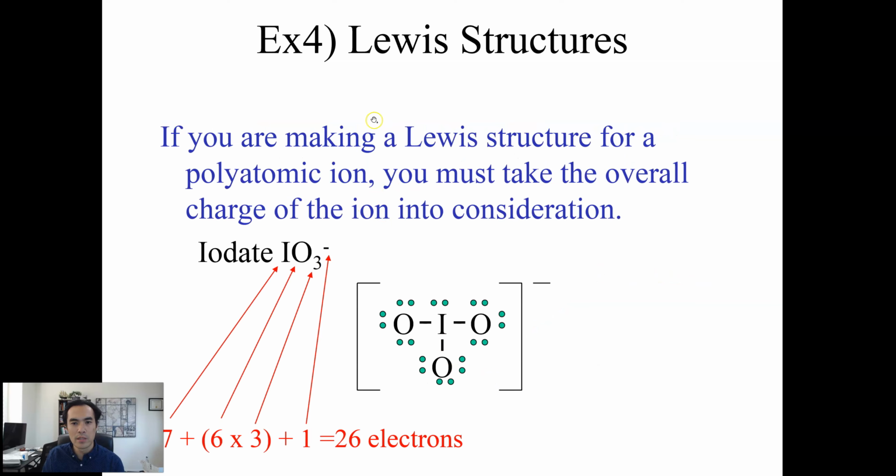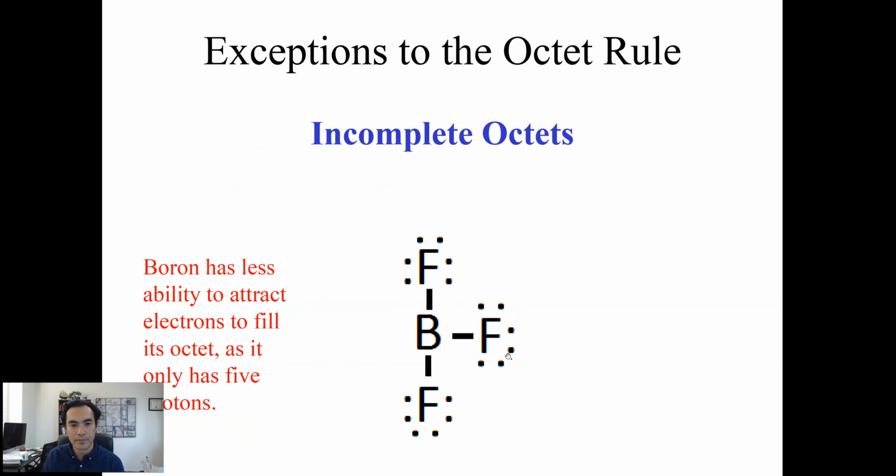When we're talking about polyatomic ions, it gets a little bit more complicated. If you're trying to make a Lewis dot structure for a polyatomic, you must take the charge of the overall molecule into consideration. So here's an example. Iodine comes in with 7 electrons, oxygen comes in with 6, but there's 3 of them, so that gives you 18. Then 18 plus 7 gives you 25. Because we have that extra negative, we add that 1, and it's going to give you 26. Because of that, we put a bracket over it, and we put a negative charge on iodate, which is going to be 26 electrons.